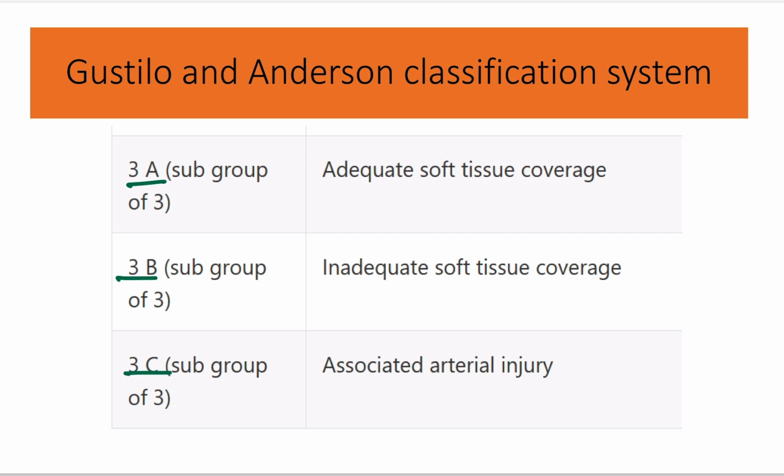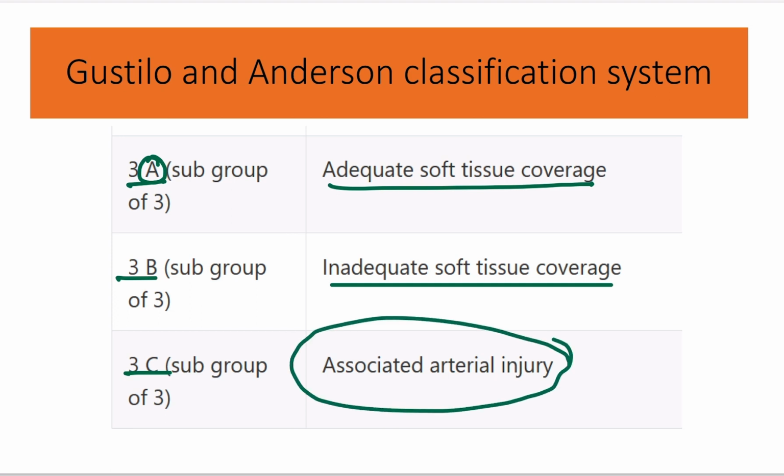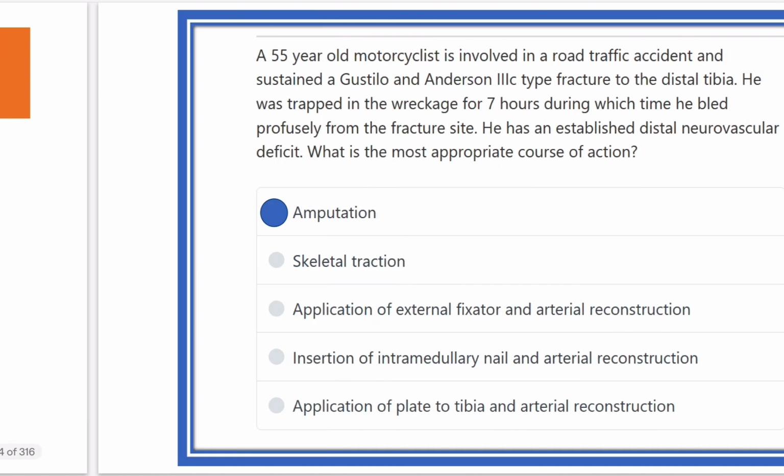Here we can see that in 3A, which is relatively better, adequate soft tissue cover is present, and in 3B, inadequate soft tissue cover is present. And type C is very dangerous, as it is associated with arterial injury. So Gustilo-Anderson 3C means an associated arterial injury and a wound size of more than 10 centimeters. Our patient was suffering from type C. So what will be our answer?